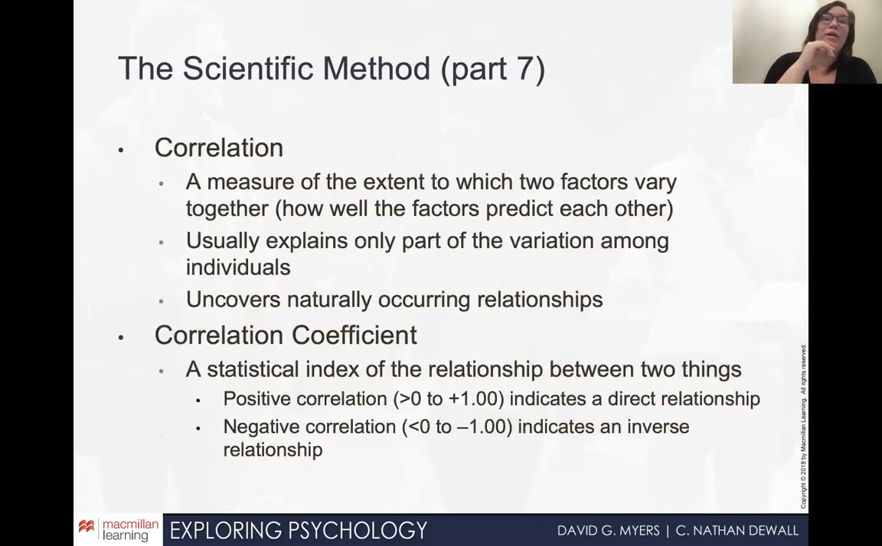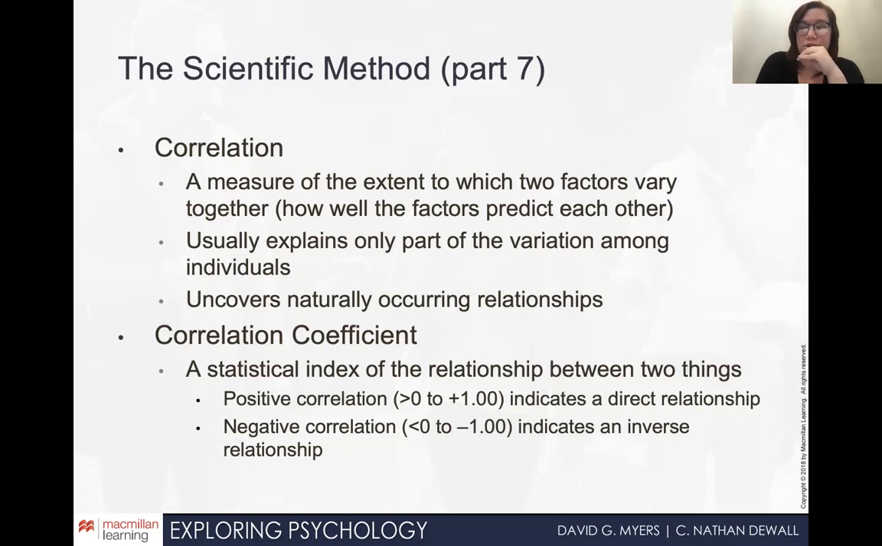We also have correlation, right? So this is a measure of the extent to which two factors vary together, how they're related. It usually explains only part of the variation among individuals and uncovers naturally occurring relationships, right? How things are pairing together. How does this thing impact this thing? So when we're talking about that in a statistical sense, we have the correlation coefficient. It's a statistical index for the relationship between two things.